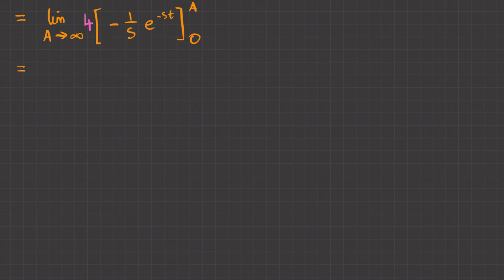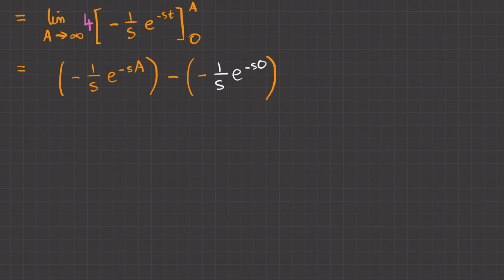So ignoring 4 for the time being, we've got minus 1 over s, multiplied by e to the minus sa, take away minus 1 over s e to the minus s0. I'm going to take this right-hand side out part to explain first. Forgetting the negative, I'm just going to leave that there for the time being. So if we have 1 over s e to the minus s0.